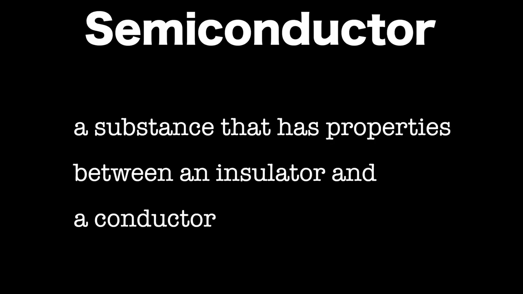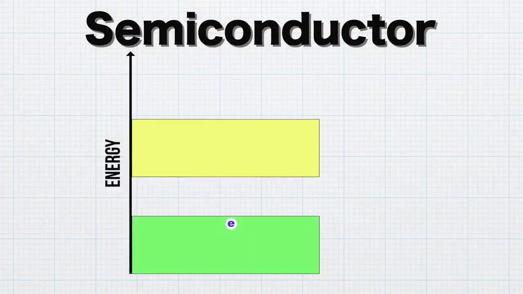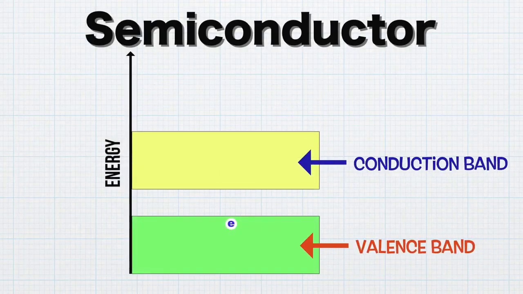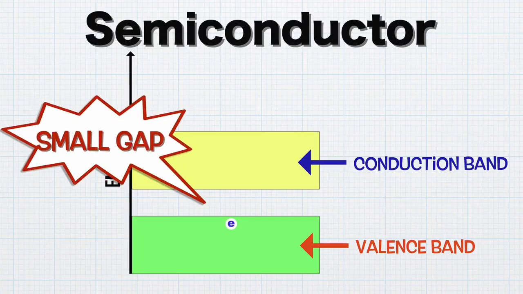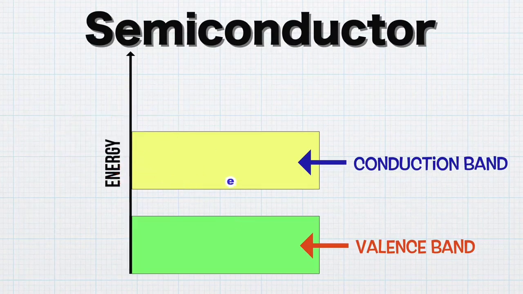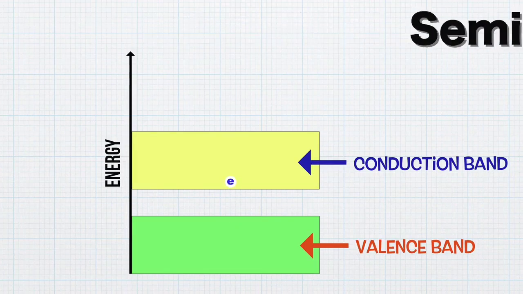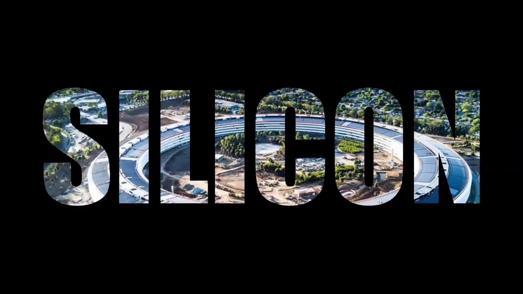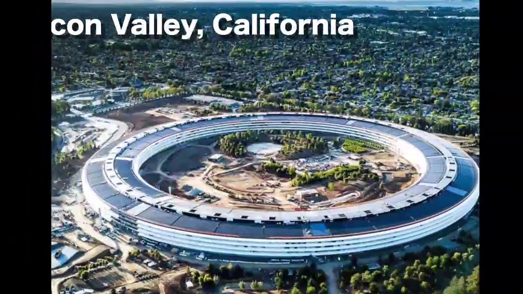So the next topic is semiconductor. A semiconductor is a substance that has properties between an insulator and a conductor. In a semiconductor, the conduction band and valence band have a small gap that requires some energy. In a semiconductor, electrons move from the valence band to the conduction band. Silicon. What is a silicon semiconductor?